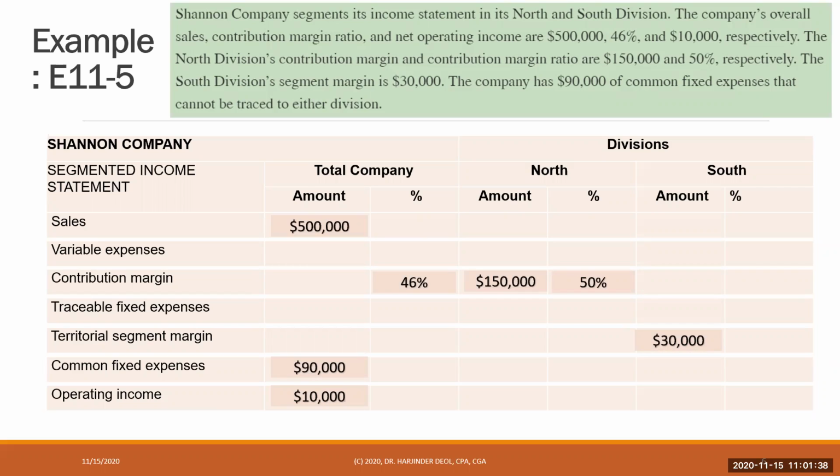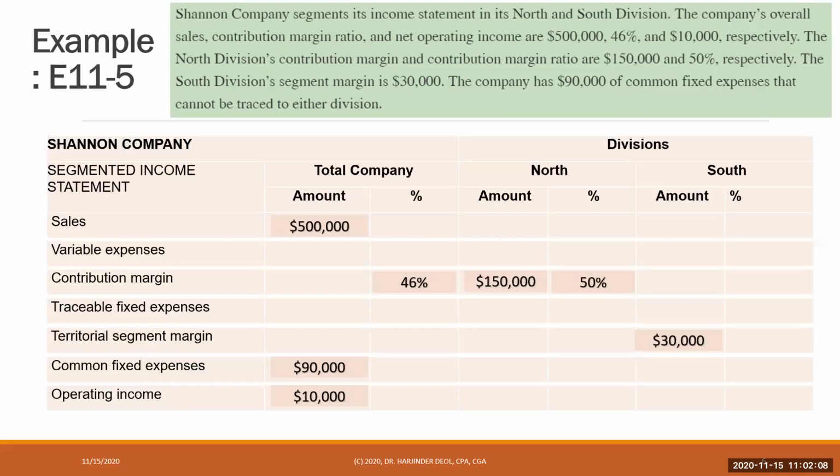So that's a useful thing to start. We've been given some information. The rest of the information we'll have to essentially calculate. So this would be an example of not just how to prepare a segmented income statement with all the information provided to us. We actually need to back calculate some of the stuff. Hopefully, this will be good fun as a bit of a puzzle as well. So how do we go about doing this?